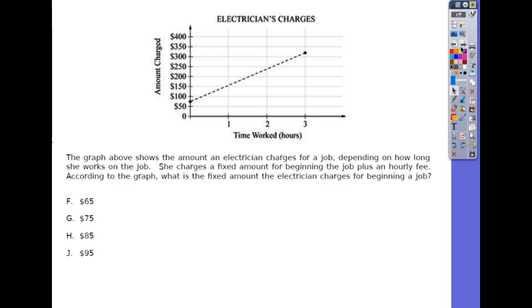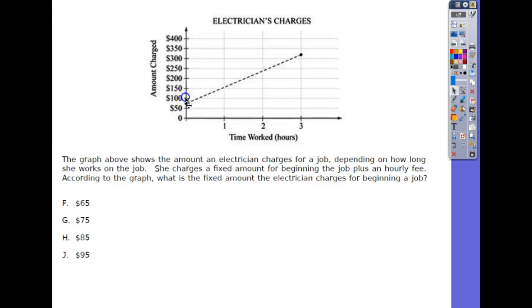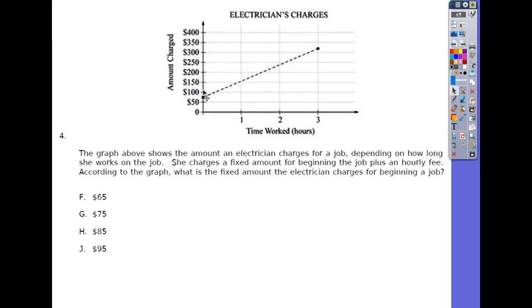So, from the graph, do you know what the fixed amount is? Where do you look for the fixed amount on the graph? The y-intercept is what we're looking for. And so, right here, what is the y-intercept? Okay, and so would you continue, would you work on the blue packet and let me know if you have questions?